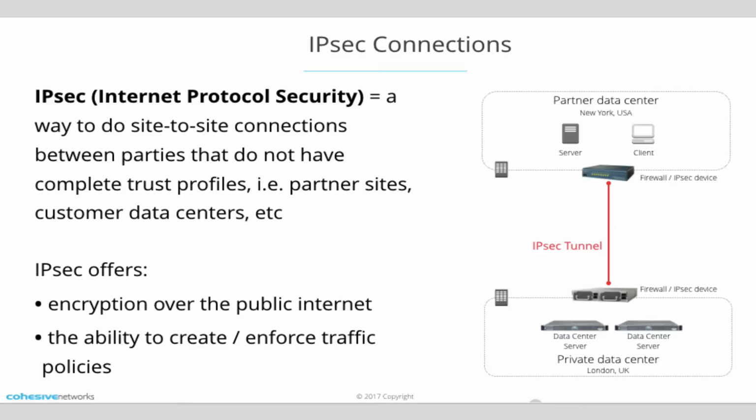So you want to set in place, number one, encryption over the internet. And then you also want to set in place policies that limit what you will show from your network and limit what you will see from their network.